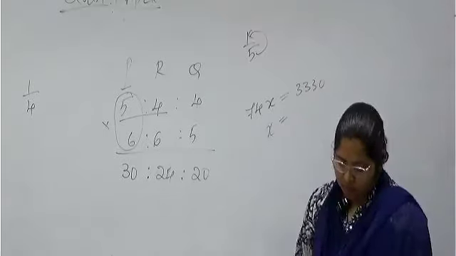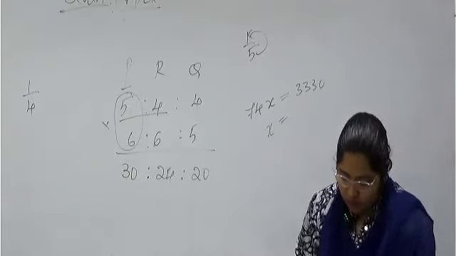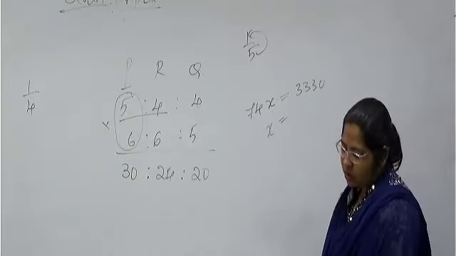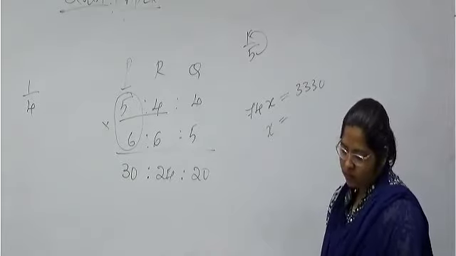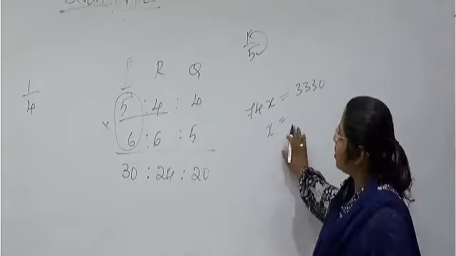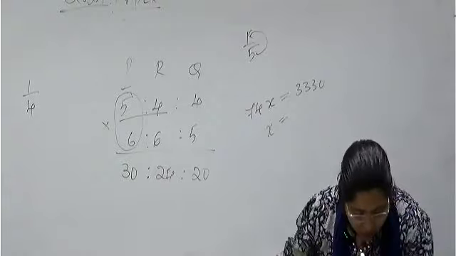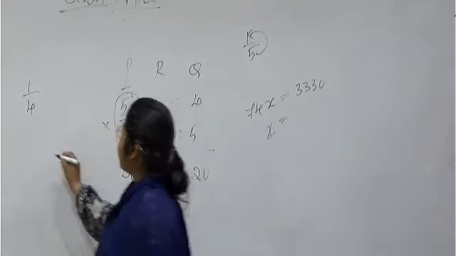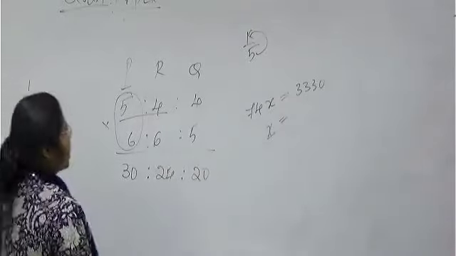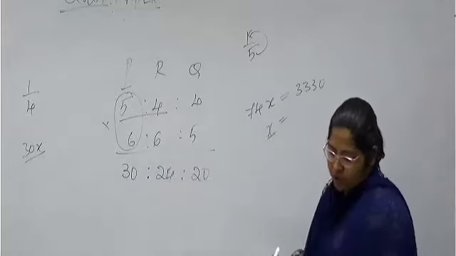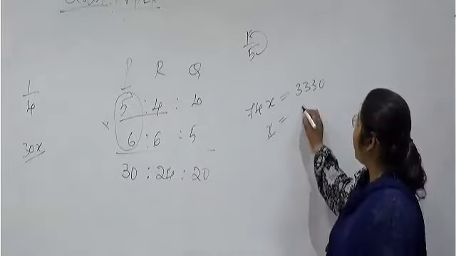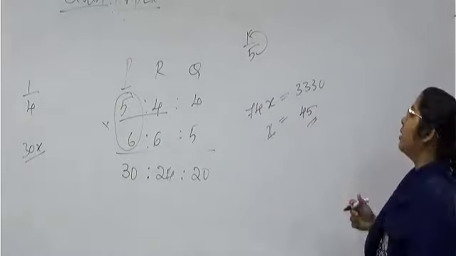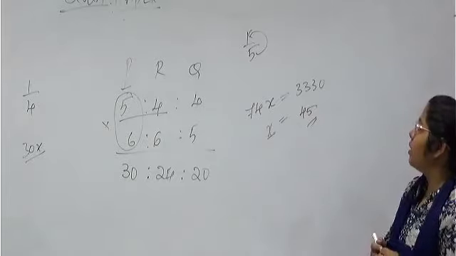That is the answer. Tell me X. Cost of P only it is asking. Cost of P means 30x. Here X is equal to how much? Did you get 45? You should get 45. 3330 divided by 74, when you do, you should get it.